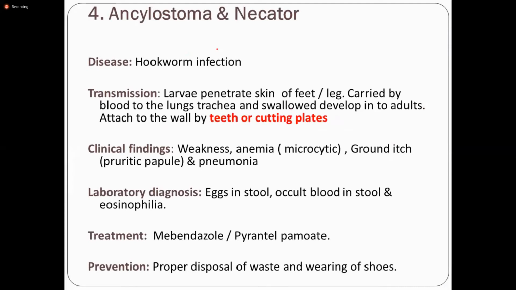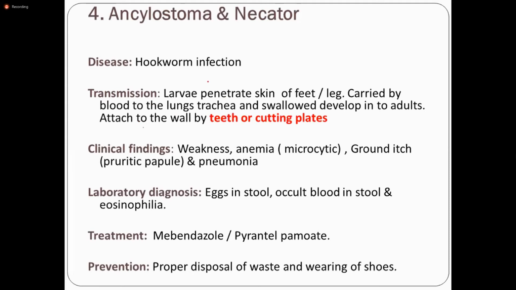Now the fourth one is Ancylostoma and Necator. They are hookworms because they have hooks. Through those hooks, they acquire anchorage, or they get attached to the intestinal lumen, and they deprive the human being of nutrition or blood or whatever they want. Larvae penetrate the skin.